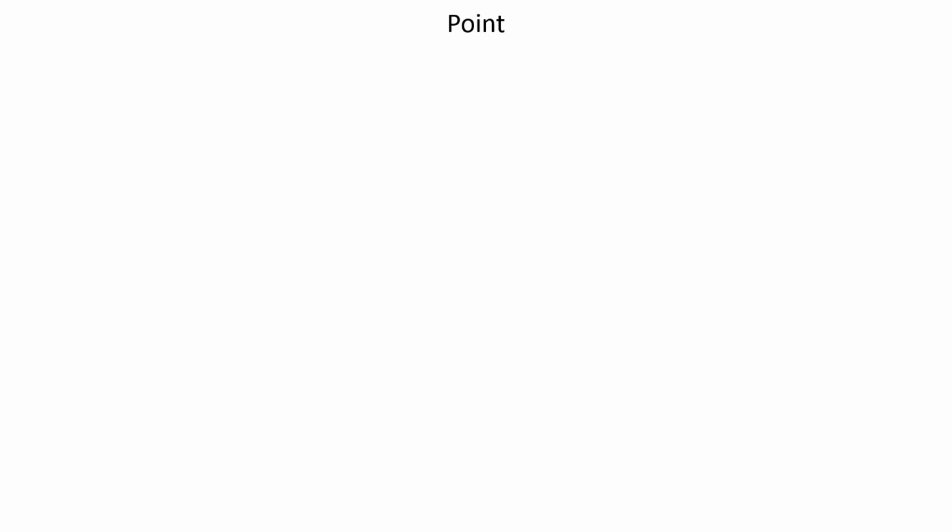But let's talk about a point. So what is a point? A point is just a location in space. It's just a dot, okay? And we're going to name our points. This is just point A. When we write the name, we just write it as a capital letter.